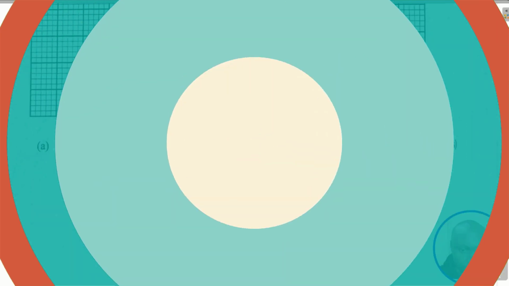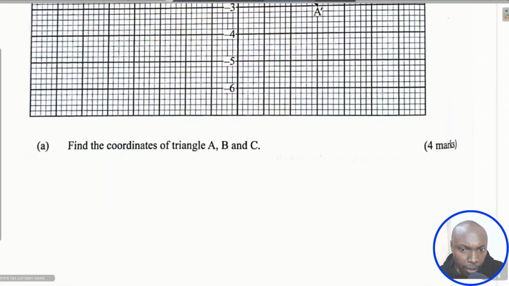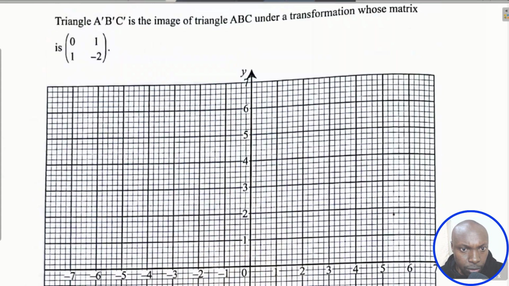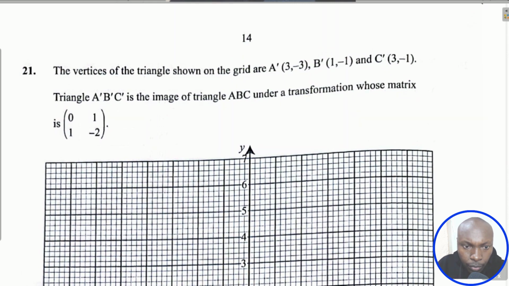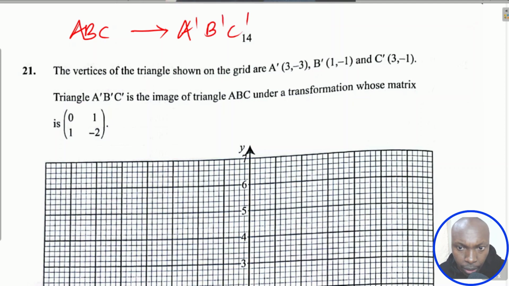Find the coordinates of triangle ABC. Now when you look at the question, you're given, let me write it here. This is a triangle ABC, and that one is mapped onto triangle A prime B prime C prime. And we're given that the matrix that transformed it is this matrix that is here.